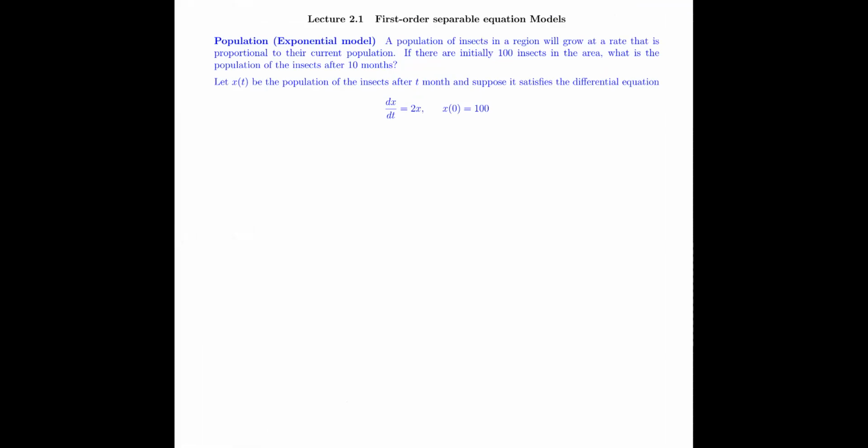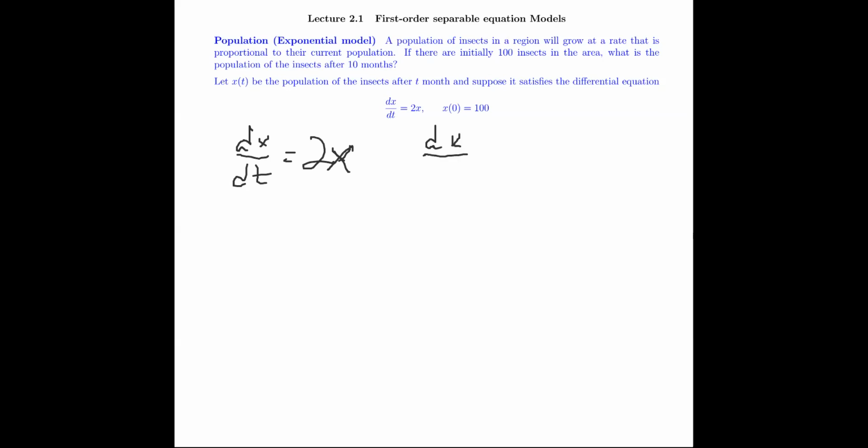We're going to let x of t be the population of the insects after t months, and suppose it satisfies the differential equation dx/dt is equal to 2x. All right, so suppose we have information that gives us that this is our differential equation. Then let's solve that. Since we've been talking about separable equations, how about we solve it using the method that we used in this section? So we have dx/dt is equal to 2x, and we want to separate our variables here. To do that, we rewrite this as dx over 2x is equal to 1 dt.